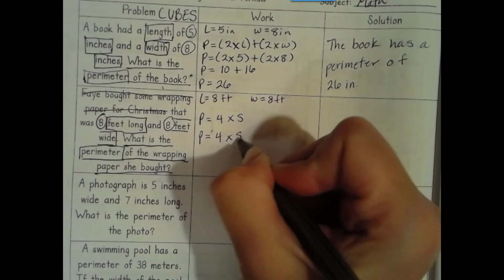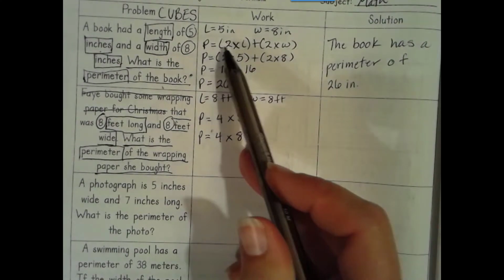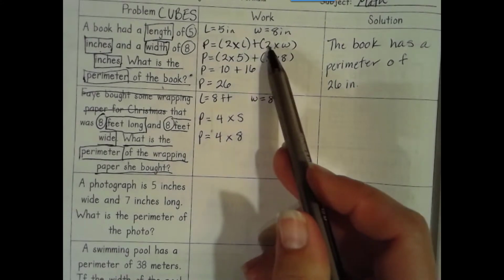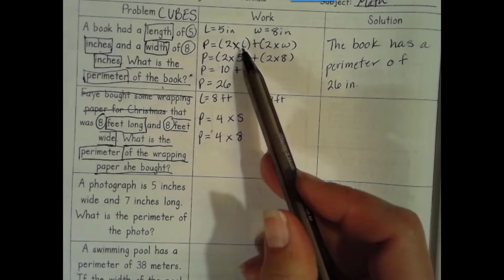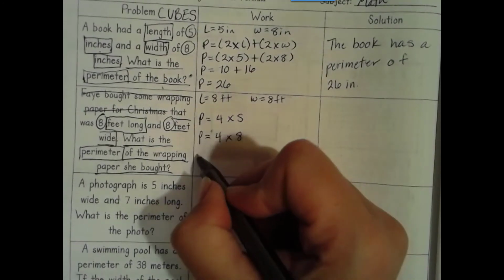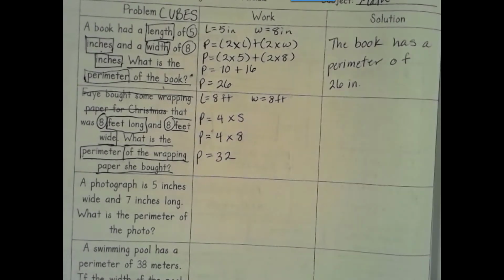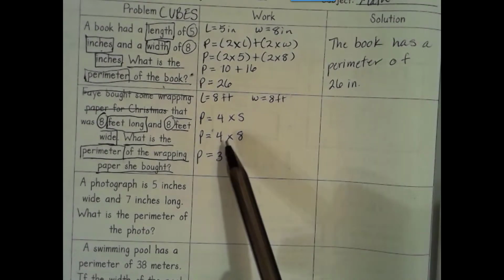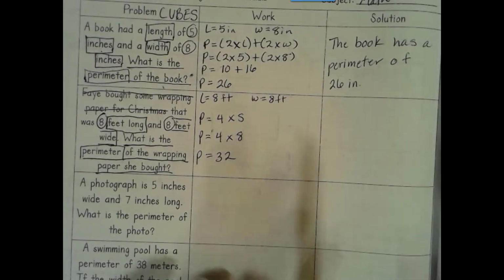Now, if you used this formula here, 2 times 8 plus 2 times 8, you're going to end up with the same result. 2 times 8 is 16, and 16 plus 16 is 32, the same as 4 times 8. So even if you don't remember this for a square, this will always work. Or you could also add 8 plus 8 plus 8 plus 8. That will work too.